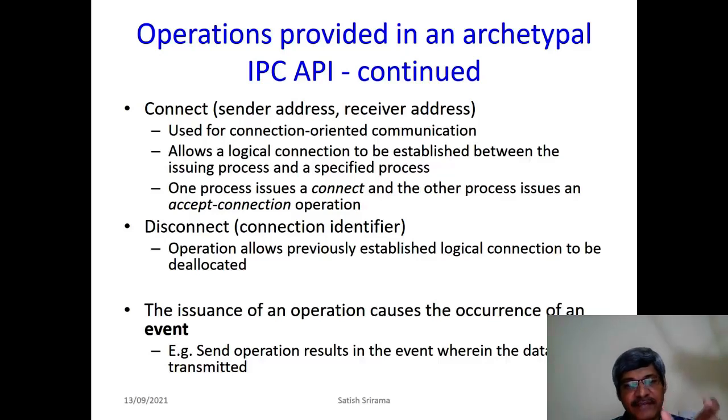One more thing we should remember is that the issuance of an operation causes the occurrence of an event. This is also very critical in inter-process communication. For example, when the sender issues a send operation, this results in an event: the data is transmitted. Similarly, when the receive operation is issued by the receiver process, an event is generated: the data is received and stored in an object.